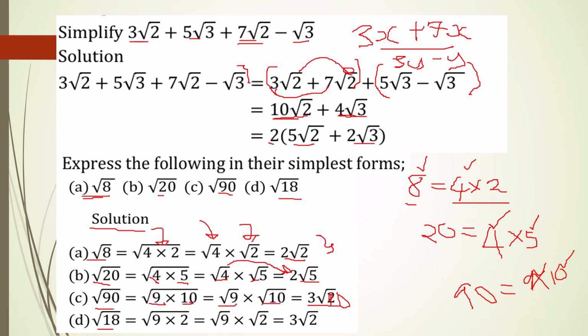The same applies to 18. Which square number does 18 have? You find that one of the multiples of 18 is 9, and 9 is a square number. So you get 9, and we find any other value you can multiply 9 with to get back the 18, and it's going to be 2. After that, you separate the roots, and you get 3 multiplying root of 2, and then you end up with an answer of 3 root of 2.